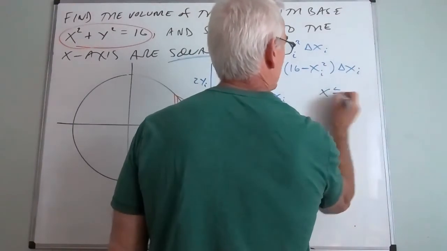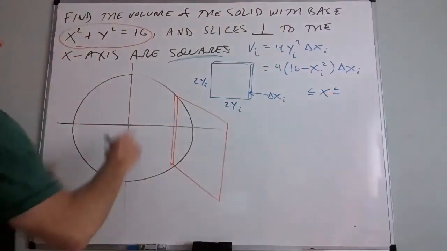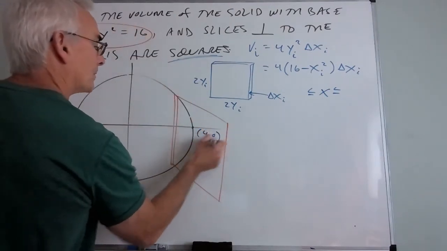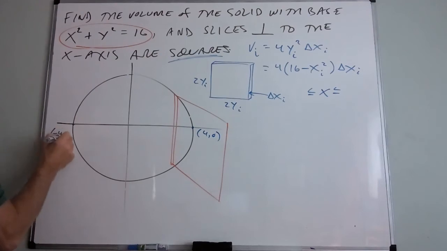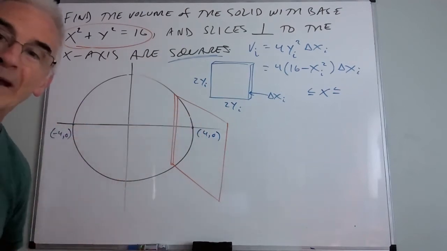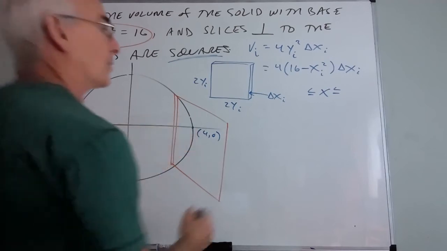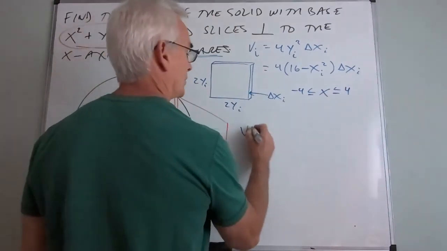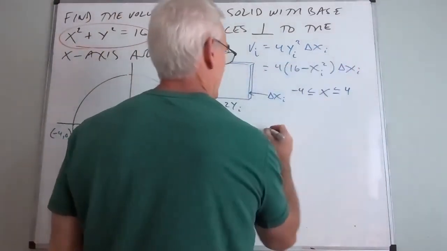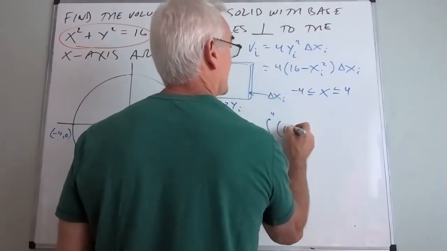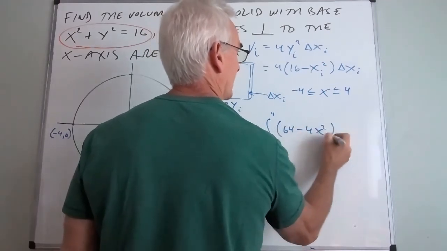Now, what is the range of values for x? This is a circle of radius 4. So I know that point right there would be 4, 0. I know that point would be negative 4, 0. So the range of values for x would clearly be then. See, x, don't worry about radius. Just x's are going from negative 4 to 4. Okay, so my volume is, go ahead and distribute that, the integral from negative 4 to 4 of 64 minus 4x squared.